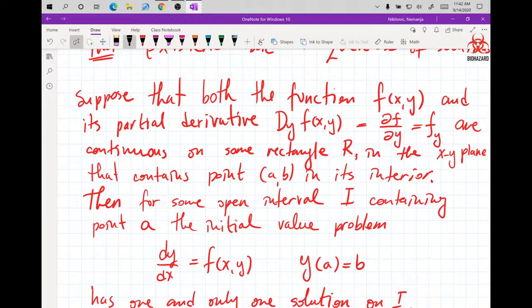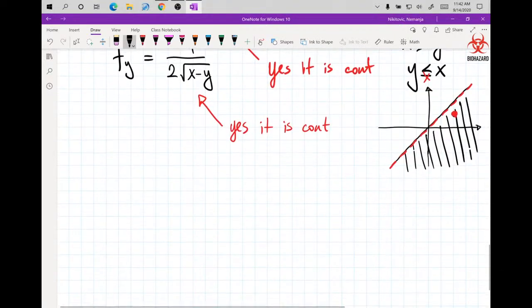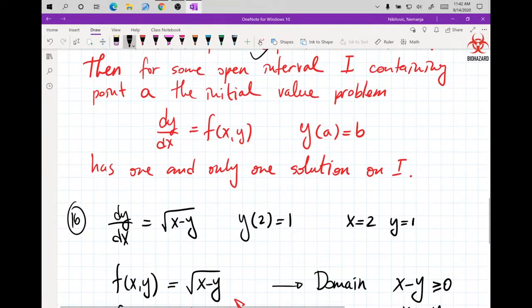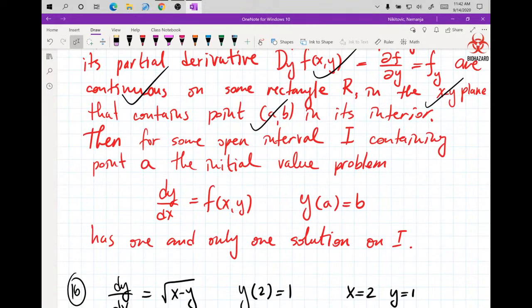So suppose that both function and the derivative are continuous, and they are. We show that in the xy plane. It is in an xy plane which contains the point (a, b). So (a, b) is contained inside. Remember, (2, 1) is well inside the domain here. It's not on the dotted line or outside or anything like that. Then for some open interval, well, we're done.